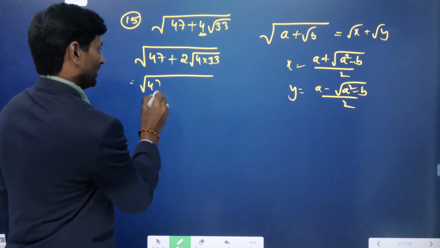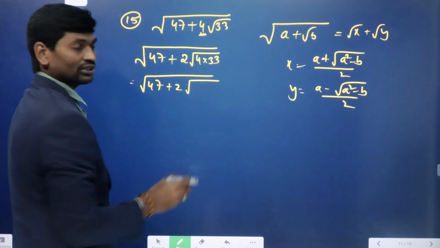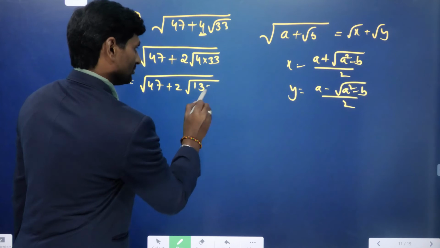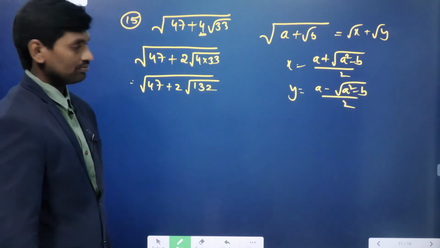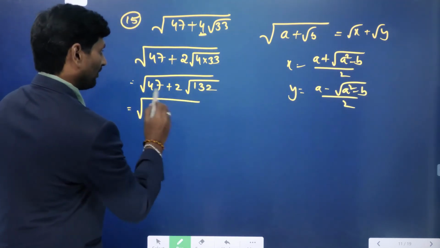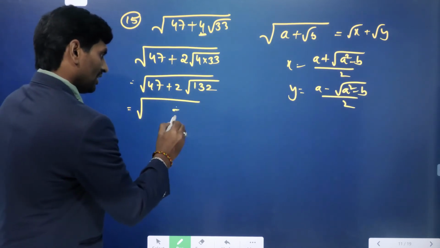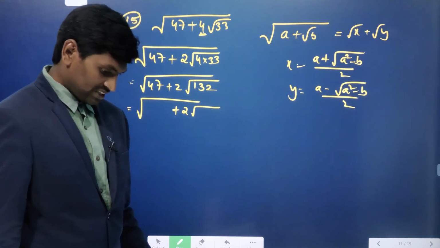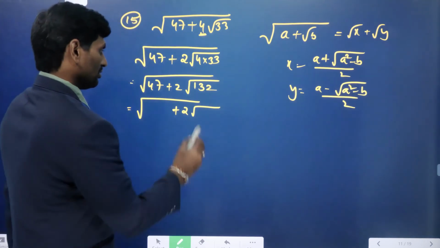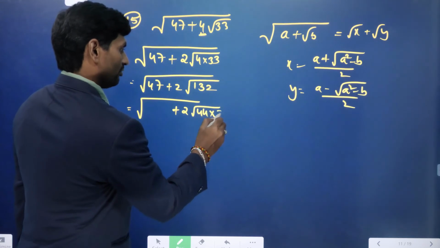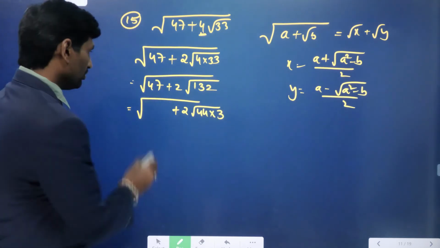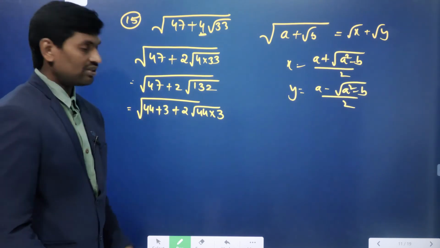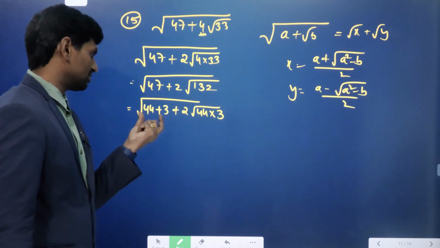That is equal to 47 plus 2 root 4 into 33. 4 into 33 is 132. Now this one is 47 and 132. 11 twelves are 132, and any other options here? 44 into 3 is also 132, because I can express 47 as 44 plus 3. According to our convenience, we need to go through the options.